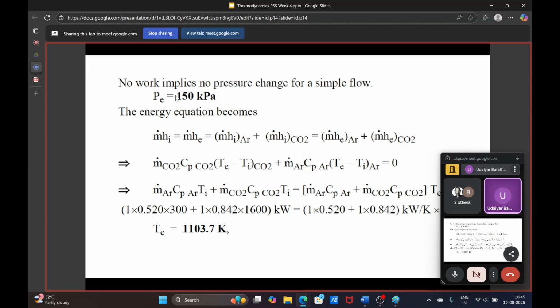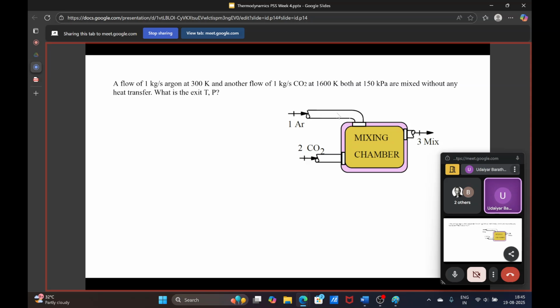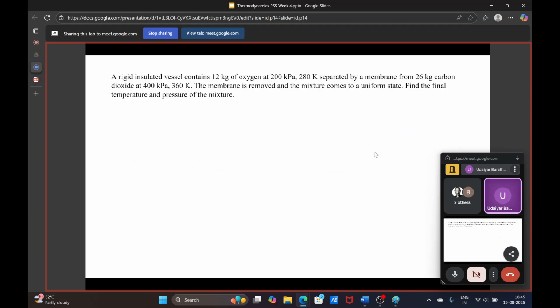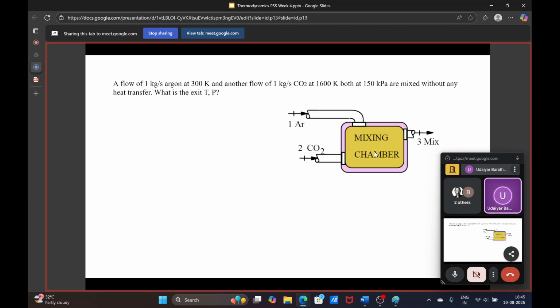So first, there is no pressure change. As a simple case, there will be no pressure drops. Ideally it will be 150 kilopascal. If we write an energy equation, the argon internal energy change is equal to... I think this has to be done using a flow system.